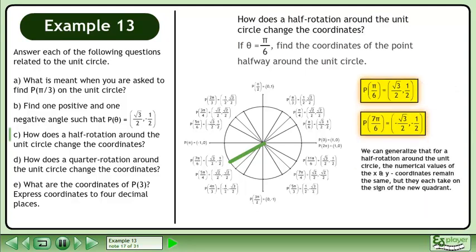We can generalize that for a half rotation around the unit circle, the numerical values of the x and y coordinates remain the same, but they each take on the sign of the new quadrant.